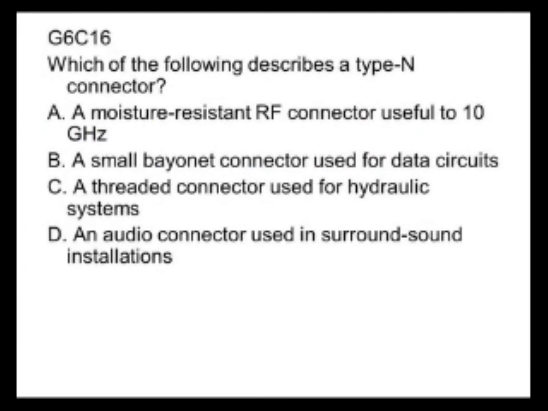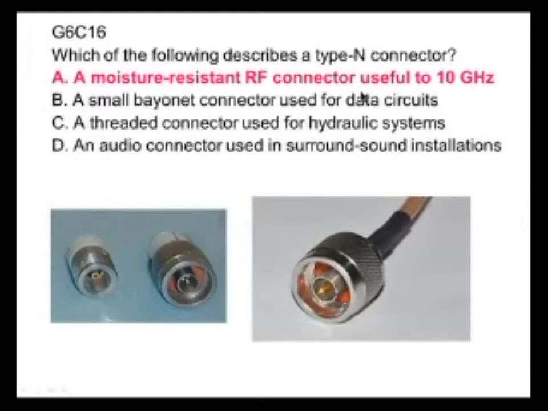Which of the following describes a type N connector? It's a moisture resistant RF connector that's useful to 10 gigahertz. Here you can see some pictures of it. It's a fairly complicated connector. Here's the center pin of the coaxial cable right here. Here's the shield of the coaxial cable is attached to this sleeve right here.